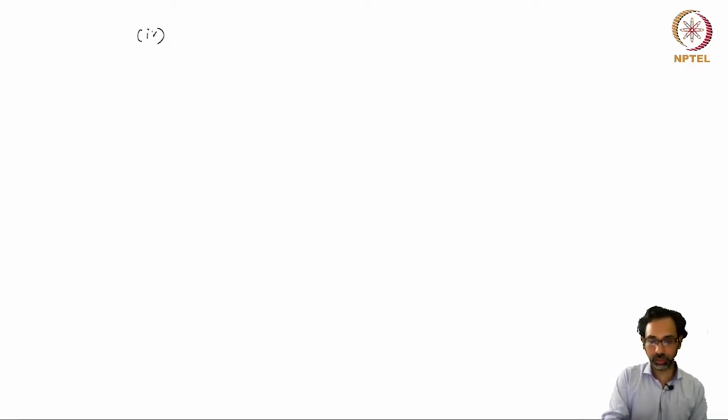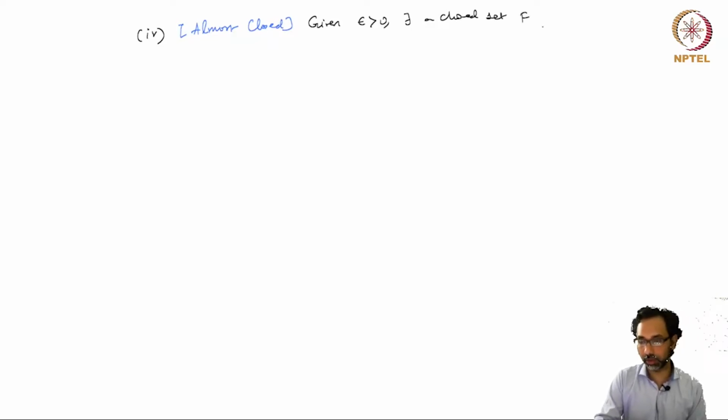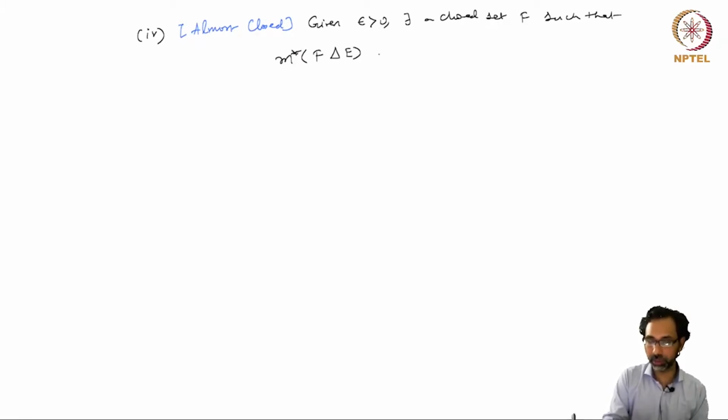The fourth condition is similar to the almost open condition. This is the almost closed condition, which says that given epsilon greater than 0, there exists a closed set F. Now F need not be contained inside E. That's the only difference between this case and the third case, such that the outer measure of F symmetric difference E is less than or equal to epsilon.